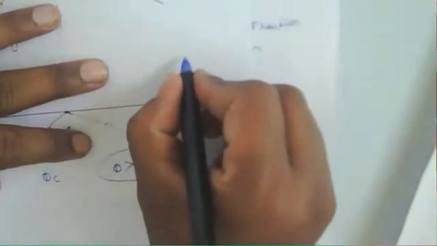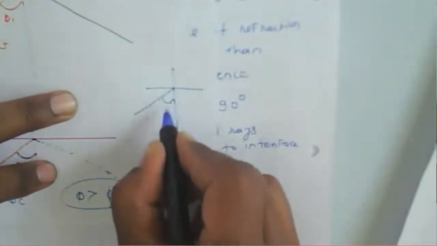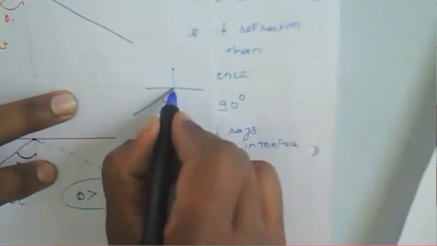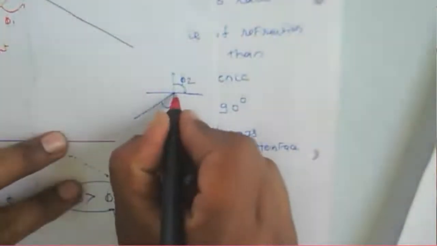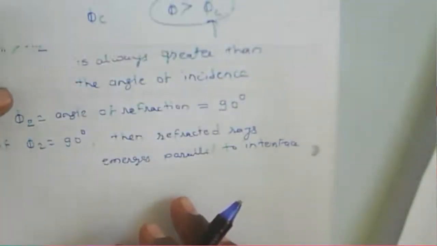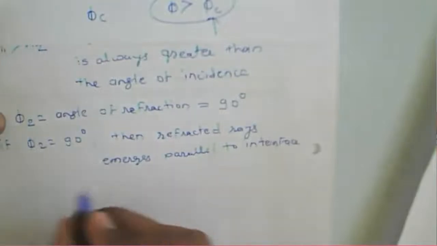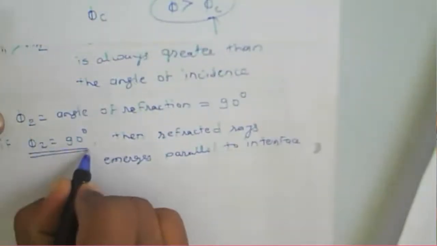What is the meaning of this? Here this is our boundary, this is phi 1, and this one is phi 2, which is 90 degrees. If it is 90 degrees, then the ray will look parallel to this particular interface. So the ray will look like it is parallel.